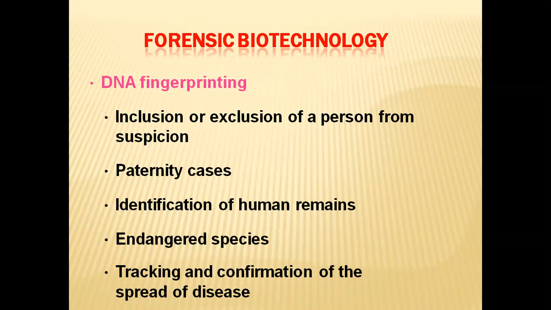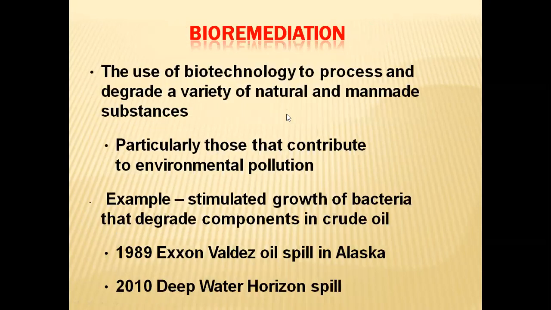So coming to this last point, tracking and confirmation of the spread of the disease. In recent times we are hearing the news about where the COVID-19 vaccine is being produced, or from where it has spread to the world. For this research, some scientists from the World Health Organization have gone to China. What they will do is use the knowledge of DNA fingerprinting and forensic biotechnology, to confirm the area from where COVID-19 was first spread. All these things use the knowledge of forensic biotechnology, that means DNA fingerprinting.